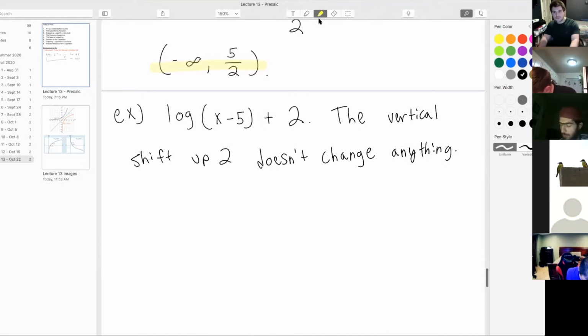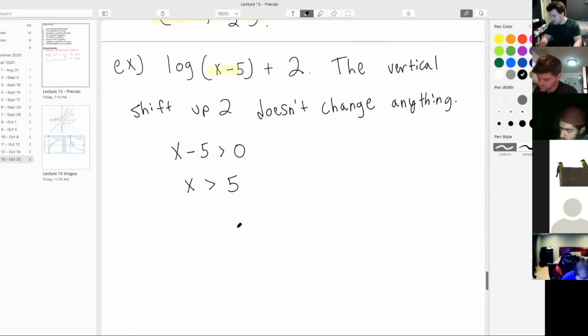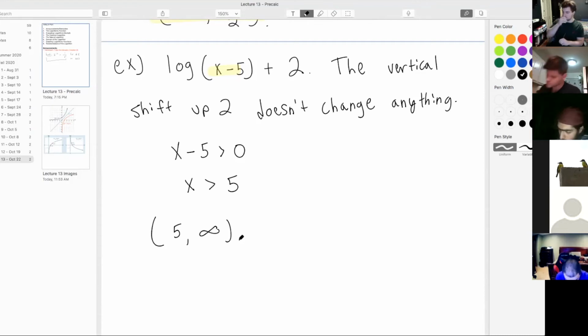All right, so you just have to solve the inequality. The input is x minus 5, and we set that to be strictly greater than 0. Add 5 to both sides. You get x is greater than 5. And then, of course, in interval notation, we're going from 5 to infinity. So all you need to do is set the input to be greater than 0. Any questions?